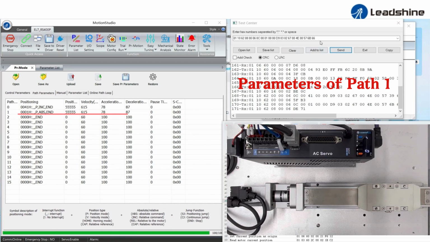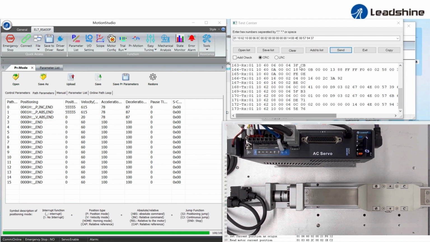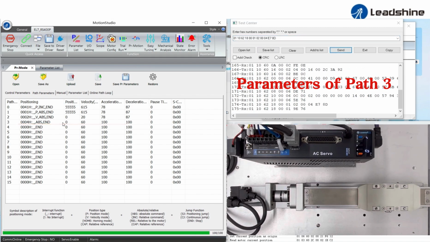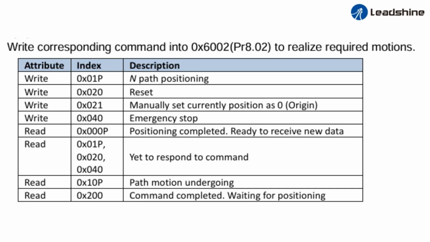Path 2, speed mode. The speed is 20 revolutions per minute. Path 3, emergency stop, triggering path 3 to stop the motor. Path 4, homing motion, triggering path 4 to start the homing process. After finishing the path motion parameter configuration, then trigger the path motion.